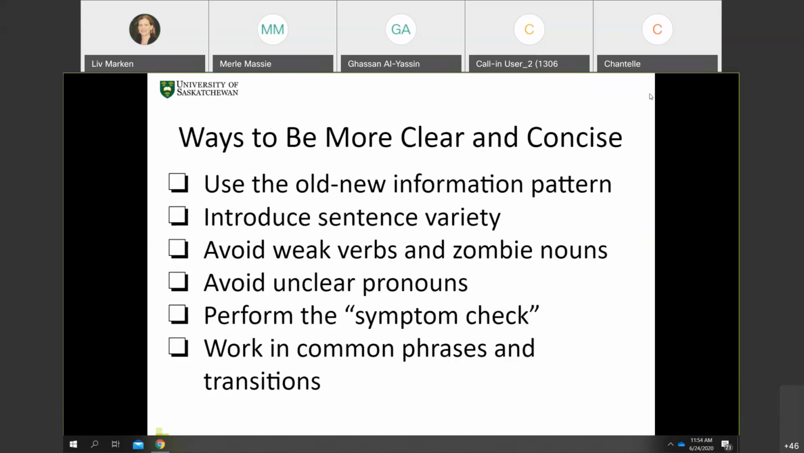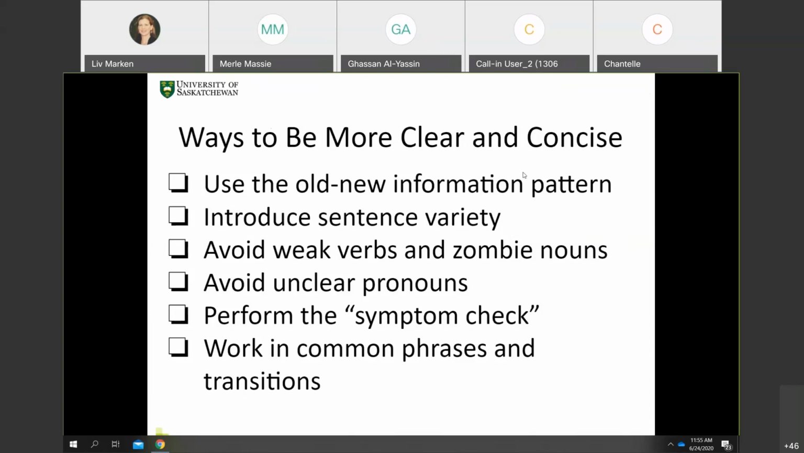And I'm going to talk to you about something I call the symptom check. It's kind of like taking the temperature of your draft for common symptoms of wordiness. To me, that particular trick really helped me as a student and actually catches a lot of the other problems. So we'll talk about that as well. And then I'll give you a resource for common phrases and transitions that are used in writing. So we'll get right into it here.